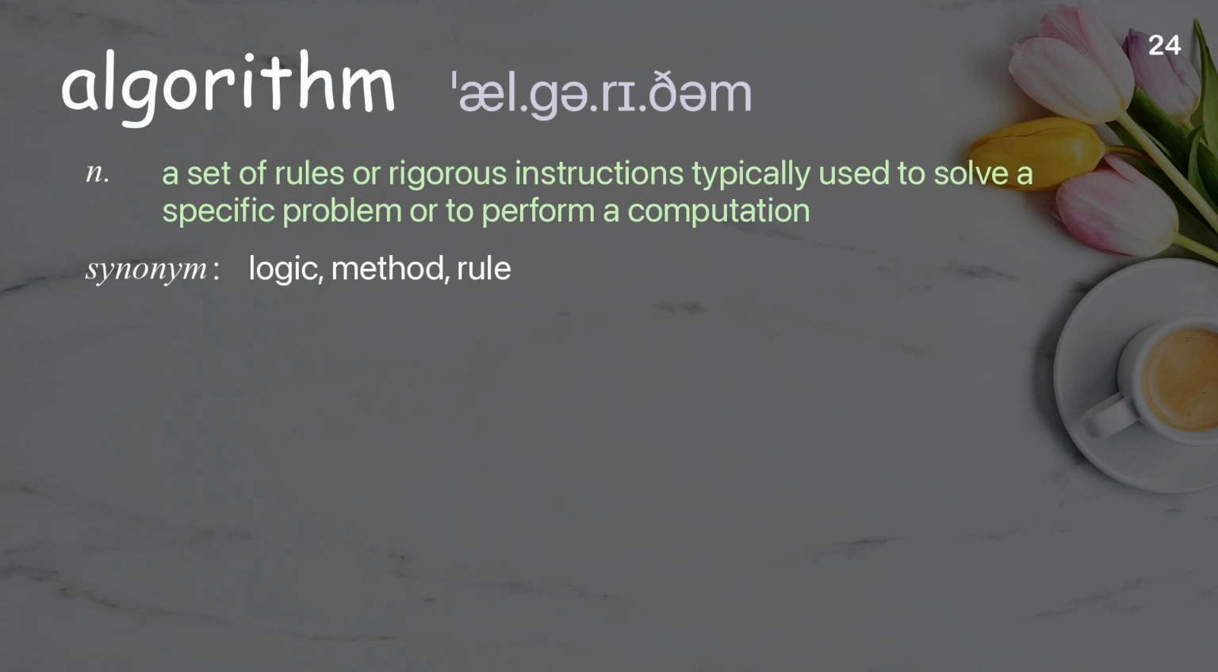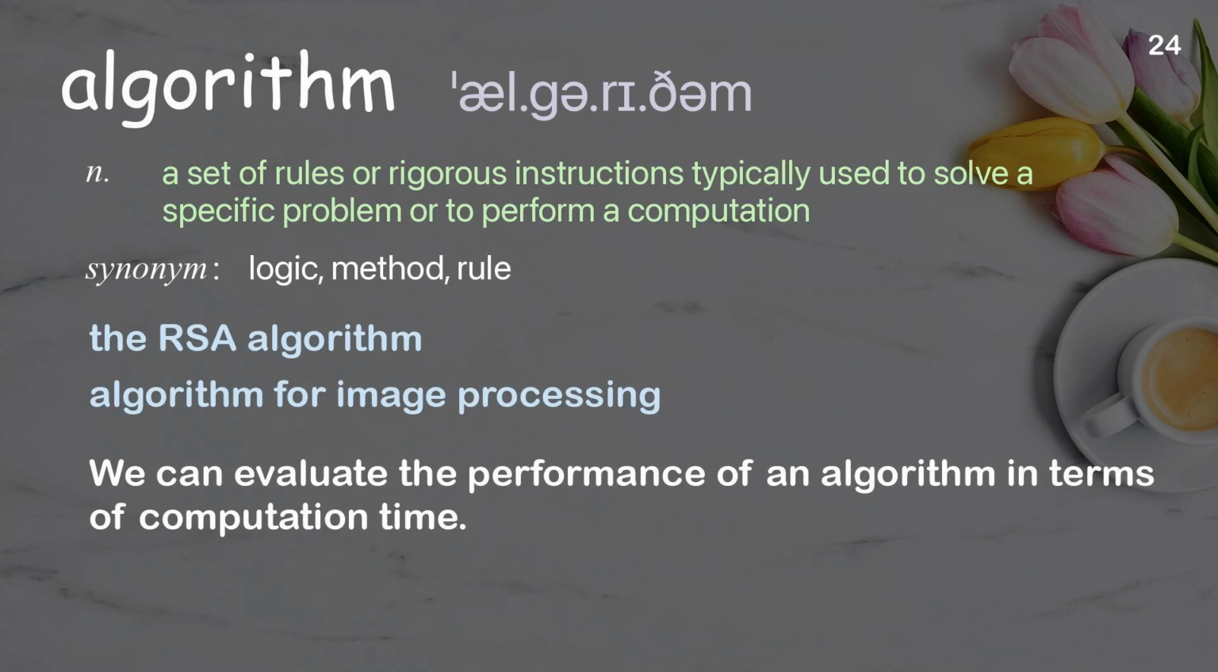Algorithm: a set of rules or rigorous instructions typically used to solve a specific problem or to perform a computation. Examples: The RSA algorithm. Algorithm for image processing. We can evaluate the performance of an algorithm in terms of computation time.